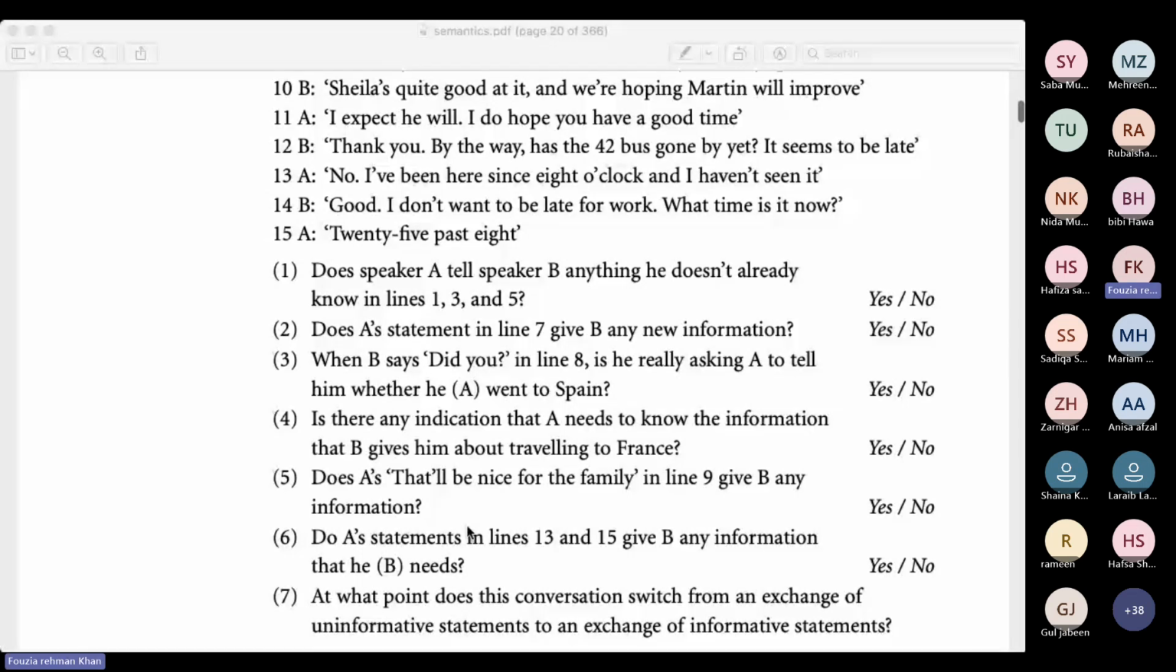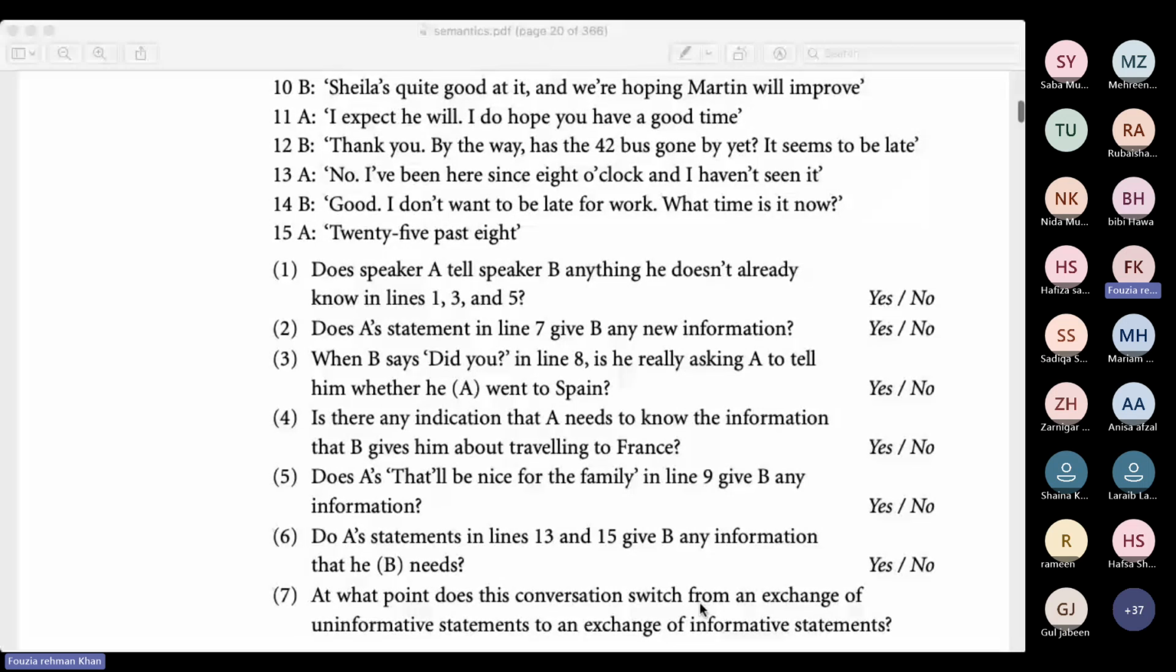Did you? Yes, we went to Spain, and then did you? We are going to France next month. Okay. So it can be out of courtesy. It is just about showing interest in the conversation, that whatever we asked, we are really interested. Where did you go for the holidays? But it is also information on their part that they tell them that we are planning the holidays in France.